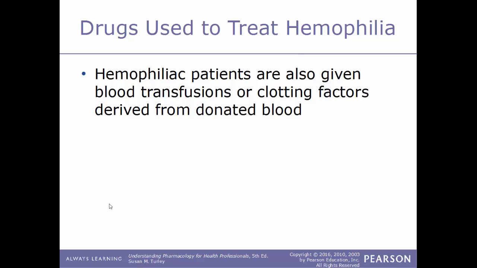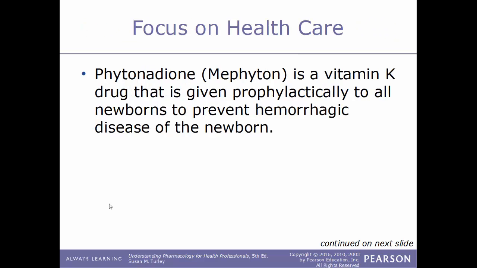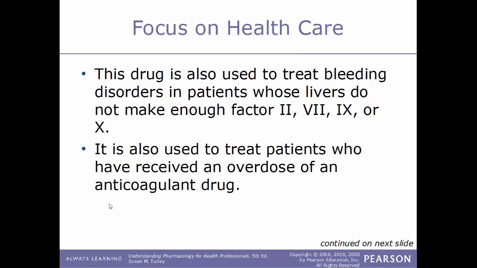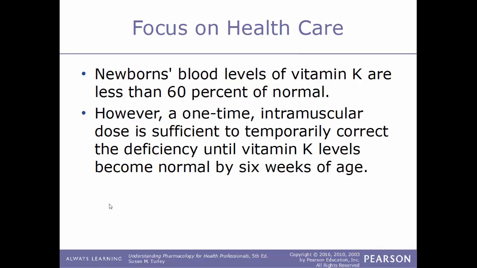Another way you could treat patients with hemophilia is by giving them blood transfusions or clotting factors that are derived from donated blood. The drug phytonadione, which is known by the trade name Mephyton, is a vitamin K drug that is given prophylactically to all newborns to prevent hemorrhagic disease of the newborn. This drug is also used to treat bleeding disorders in patients whose livers don't make enough factor 2, 7, 9, or 10. This drug can also be used to treat patients who have received an overdose of an anticoagulant drug. Within a newborn, the blood levels of vitamin K are less than 60% of what it would be for a normal person. However, a one-time intramuscular dose is sufficient to temporarily correct the deficiency until vitamin K levels are normal, usually by the time that newborn is 6 weeks old.